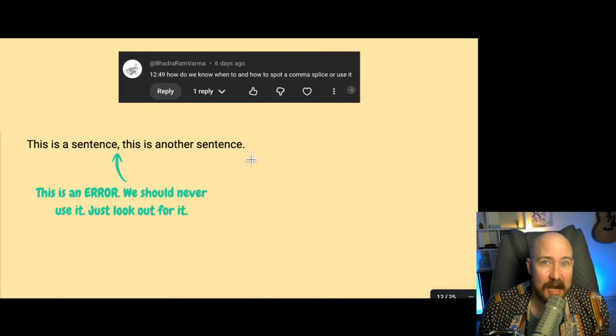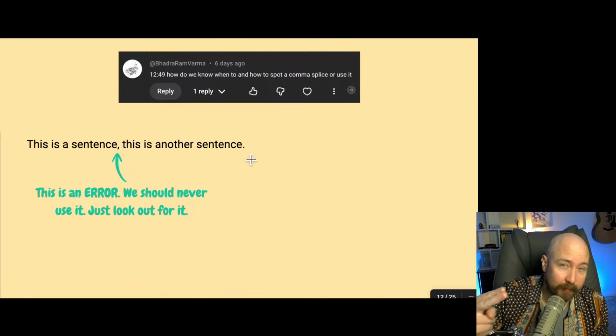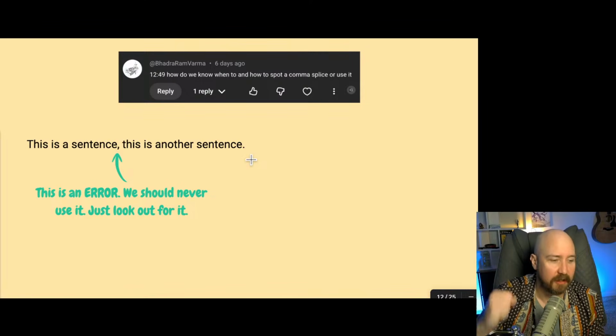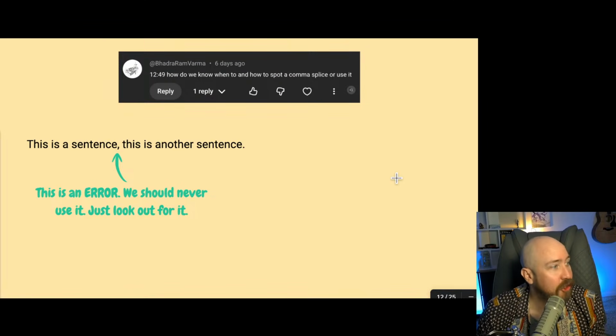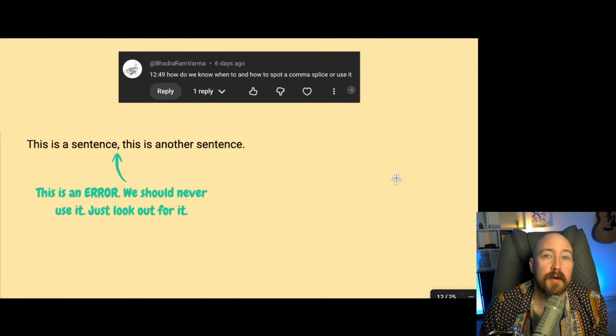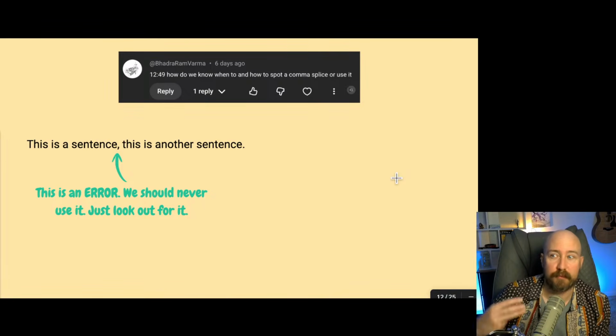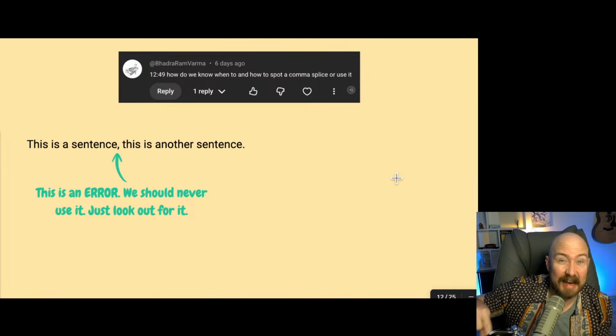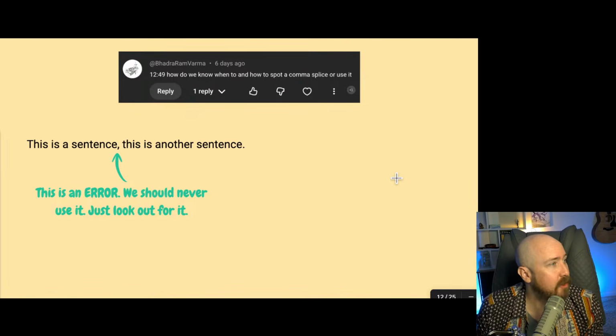And this is an error. This is not something we should use. This is something we need to look out for because it is wrong and it's not allowed, all right? So just be on the lookout for comma splices because they're super, super common. They're the most common type of boundaries wrong answer that I have noticed on the SAT. So be on the lookout for them.